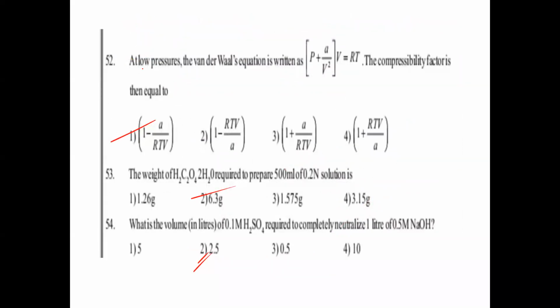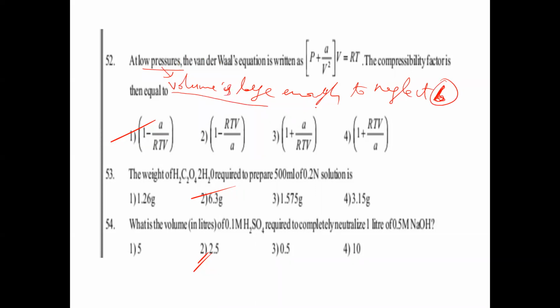Next, at low pressures, volume is large enough to neglect B. B means what? B means the size of the molecule or the volume of the molecule. Volume of each molecule is B. So at low pressures, when pressure is low, the volume of gas will be large enough to neglect B. So B should be neglected in the Van der Waals equation. B can be neglected. So B we did not write.